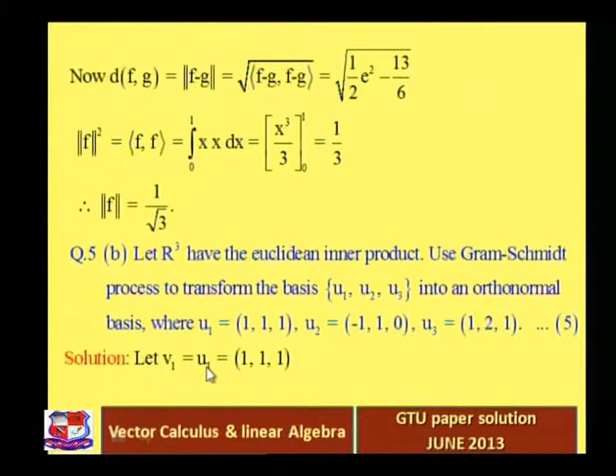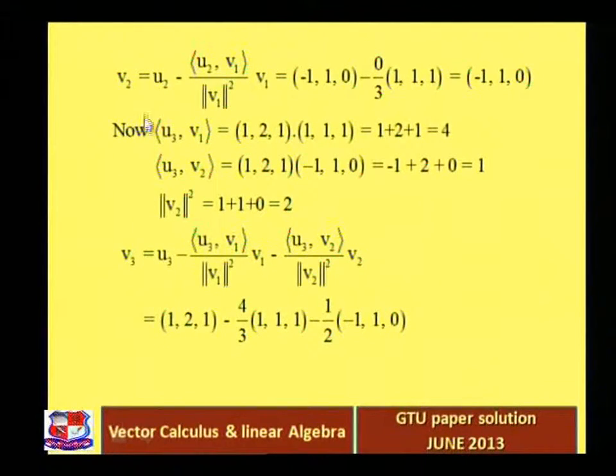v1 is equal to u1, that is equal to (1, 1, 1). Now here is the formula for v2: v2 is equal to u2 minus inner product of u2 and v1 upon norm v1 squared, into v1. So for that we have to find the inner product of u2 and v1. Now what is inner product u2 v1?